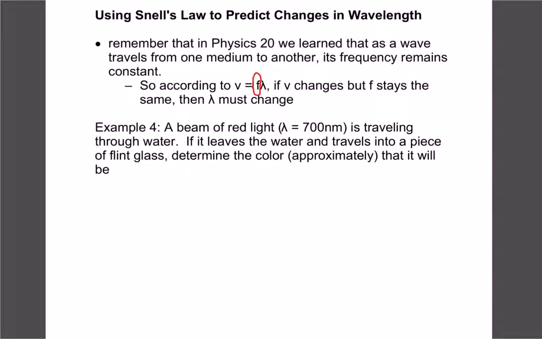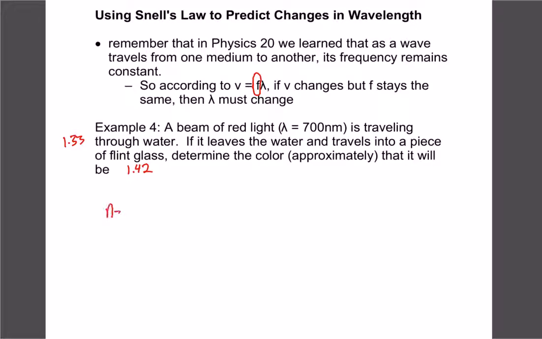Therefore, if velocity goes up, wavelength would go up. If velocity goes down, wavelength is going to go down. And we can usually use that to help us figure out certain kinds of things. So in this case, let's say we've got red light going through water, and it goes into glass. I forgot to write down the indexes, but for water we'll use 1.33, and for flint glass I think we use 1.42. It doesn't really matter what the numbers are, let's just go with this.